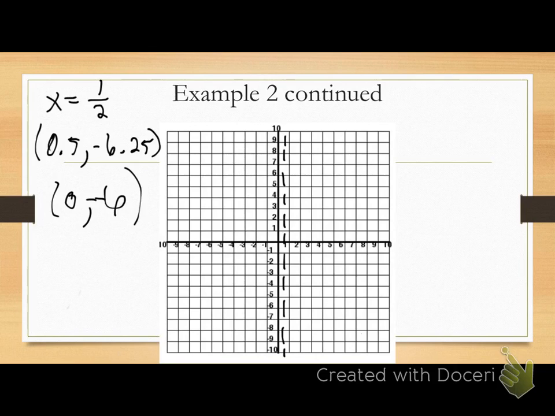Now I'm going to graph my vertex. 0.5, negative 6.25. So I'm going to go right half and down 6.25. So my point would be about right in there. There's my vertex. Everyone see that? And now I need to do my y-intercept. 0, negative 6. It's going to be that point right there.